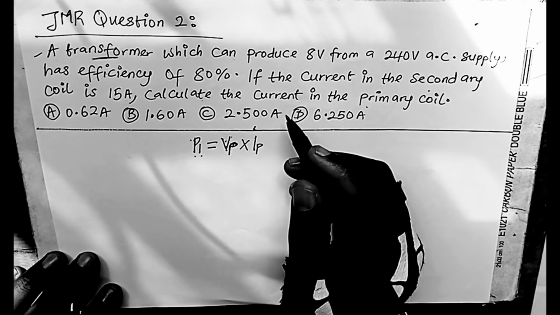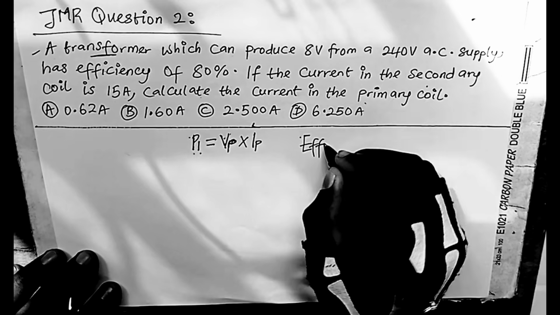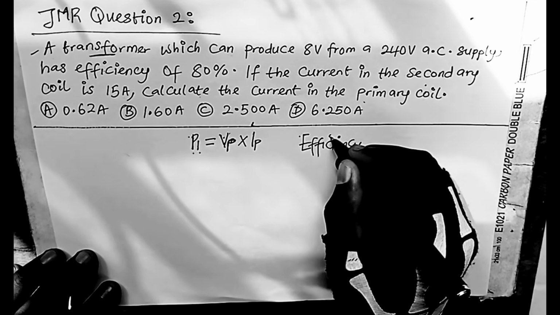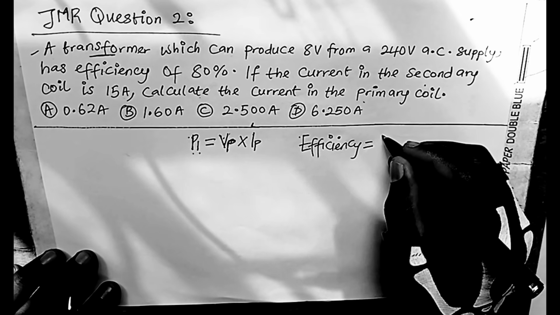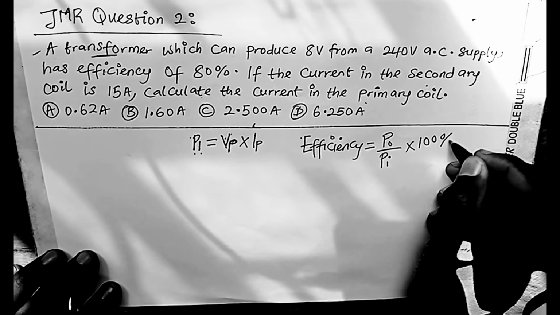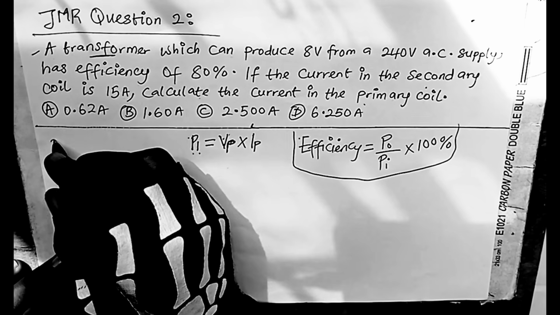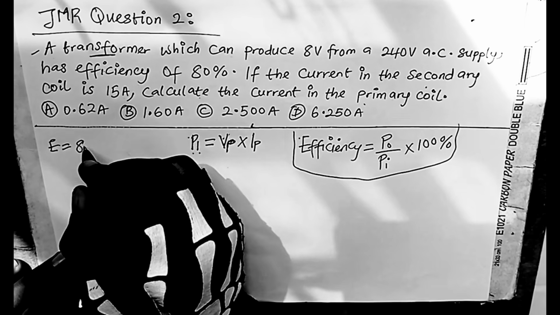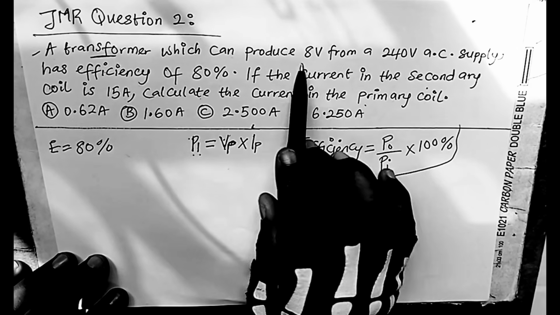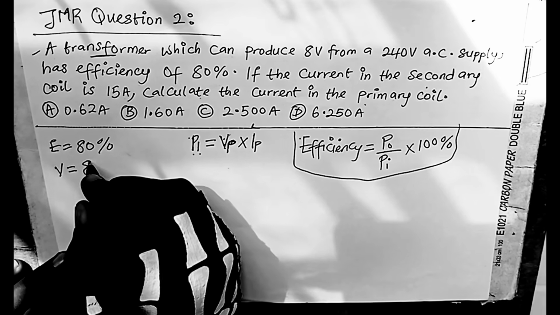Let me quickly write out the formula. The formula is: power efficiency is equal to power out over power in, times 100%. So this was the formula for efficiency. They gave us the efficiency, which is 80%. What else did they give us? They gave us volts equal to 8 volts.